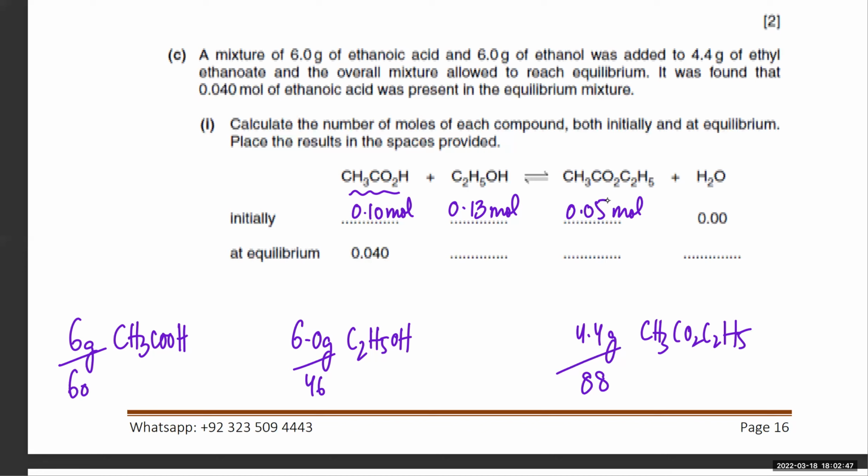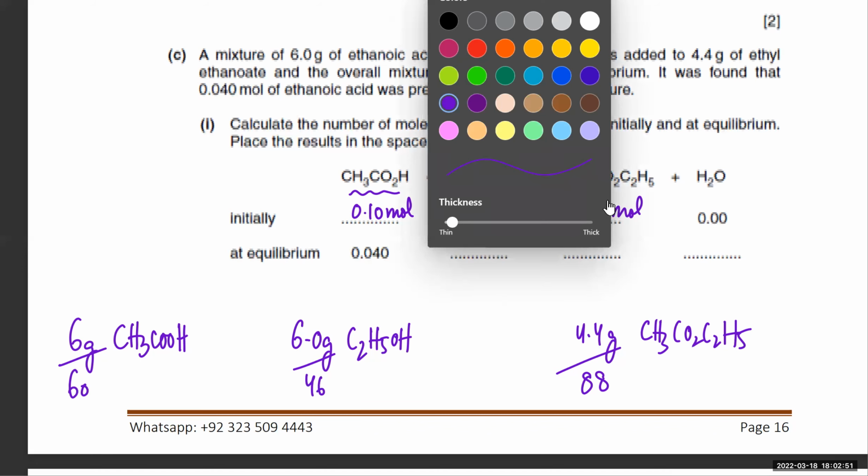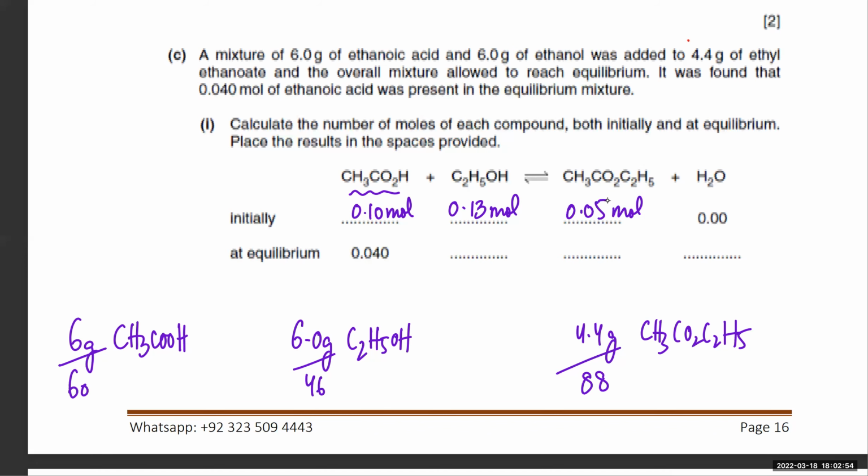So otherwise the question is kind of the same. It's just that they linked it up with moles. So this one is still kind of an easy question. They just mixed it with moles. So wo keh raha hai equilibrium pe 0.04 hai. So how many of this reacted? Like you had 0.1, 0.06.